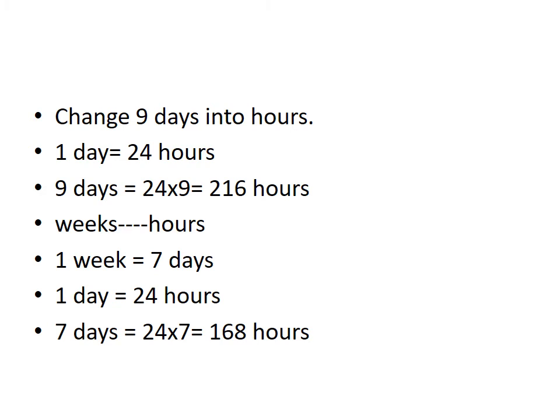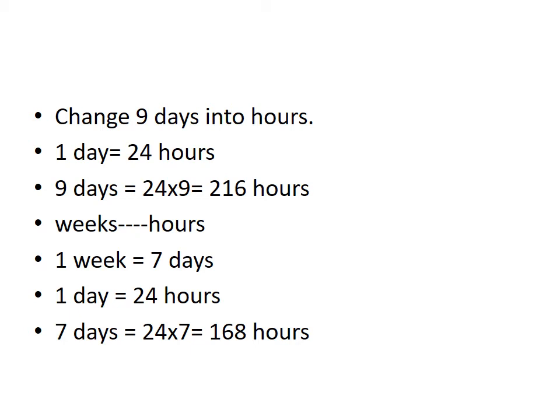Now we will learn how to change days into hours. Children, you already know that one day is equal to 24 hours. Then therefore 9 days is equal to 24 multiplied by 9 is equal to 216 hours.